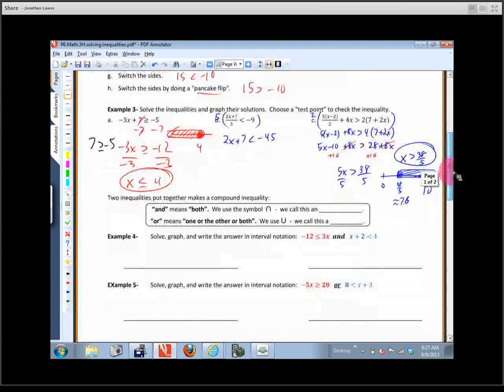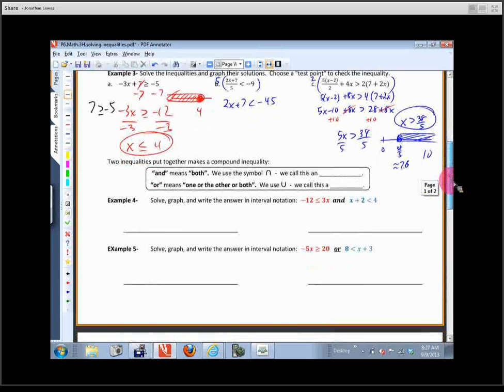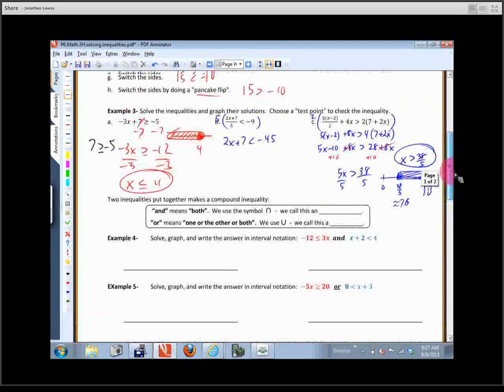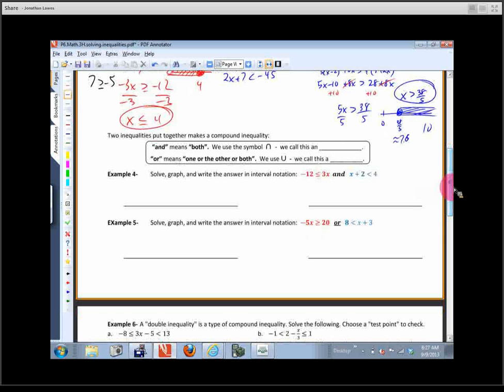Because now it's going to get a little more interesting. Okay, so you know how to solve those basic inequalities? Now we're going to put the inequalities together into something we call a compound inequality. A compound inequality is simply a couple of inequalities that are connected by a word, and those words are either an and or an or. When we say the word and, it means both of the inequalities need to be true. And we use this symbol right here.